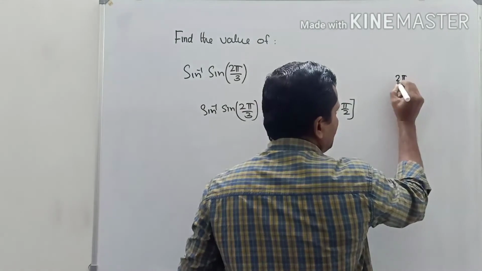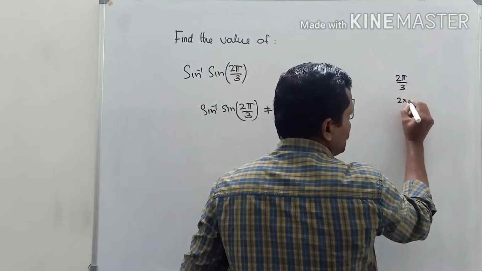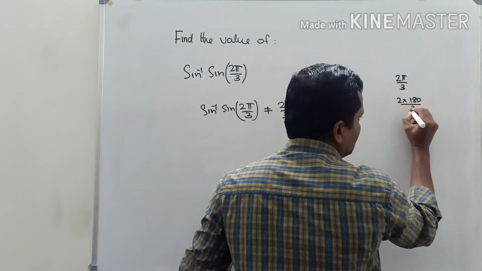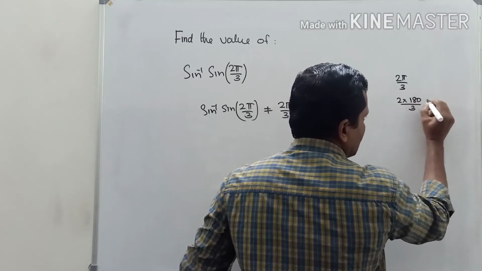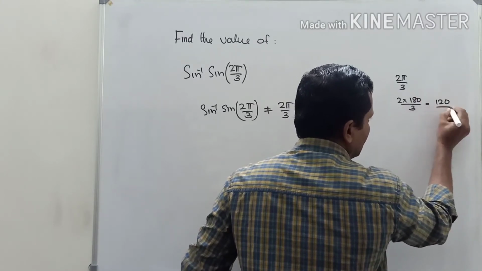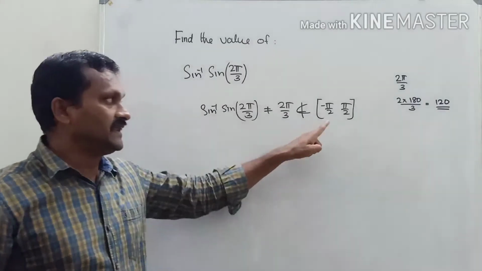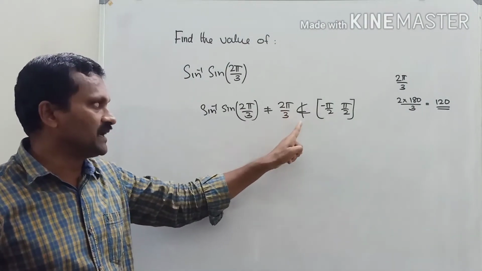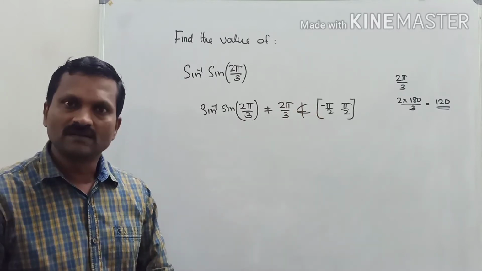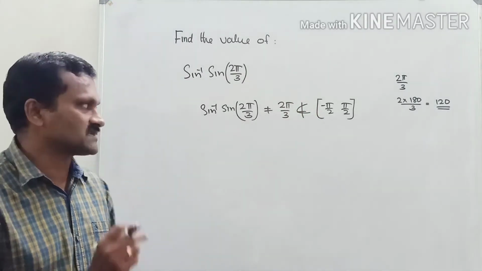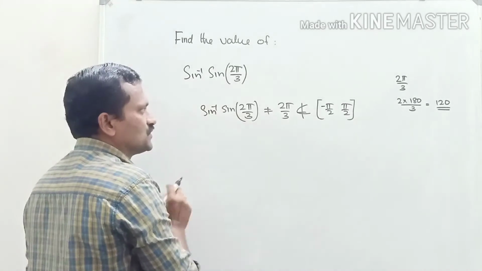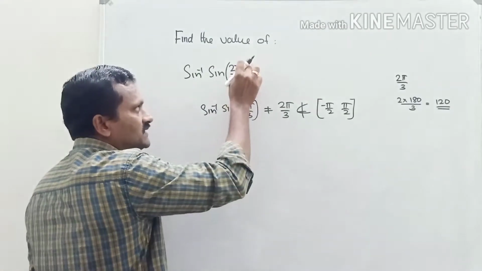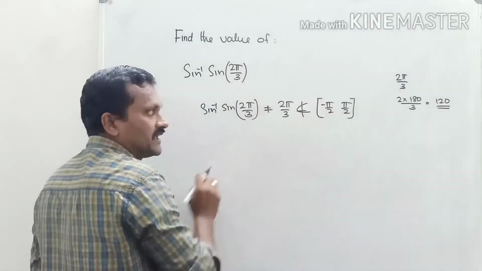What is the value of 2 pi by 3? That is 2 into 180 by 3, which gets cancelled: 60, 120. It is more than 90 degrees. So 2 pi by 3 does not belong to the range of sine inverse x. So in such questions, we must convert this angle into the range.